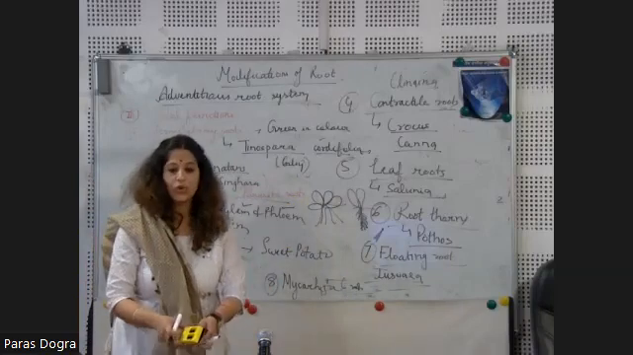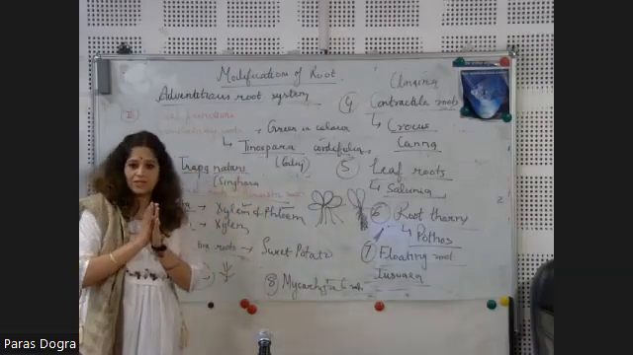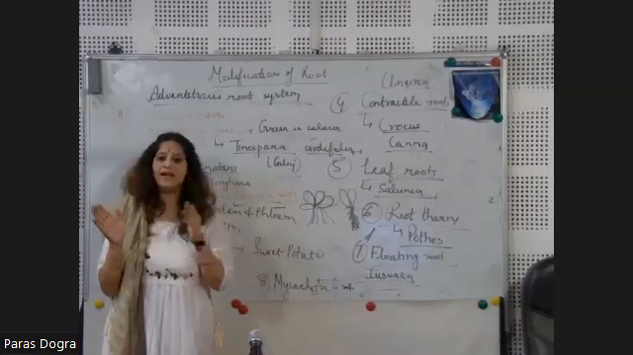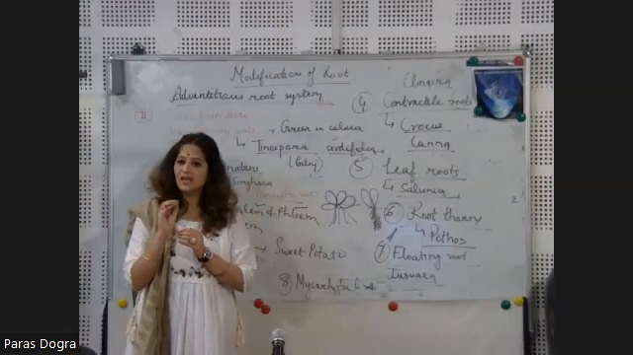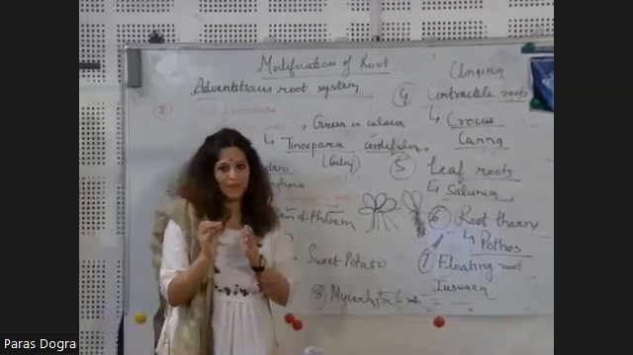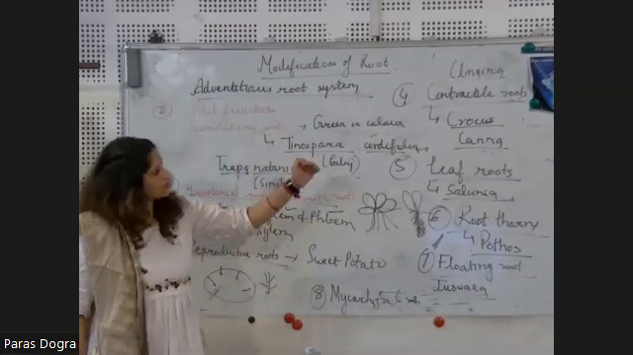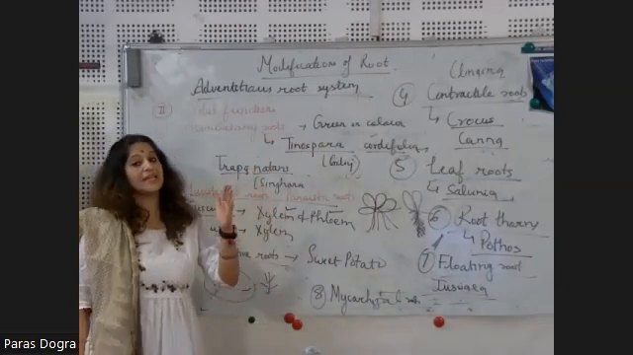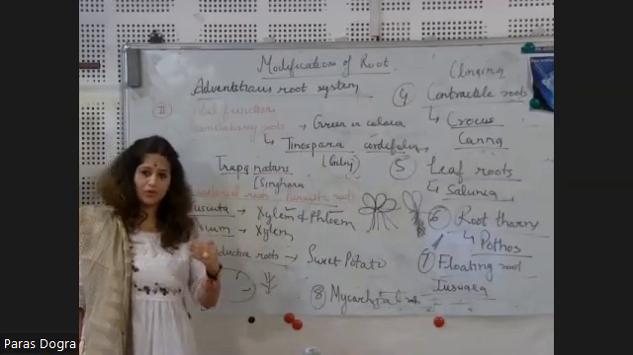Let me recapitulate what we did. First, we did the types of roots. Basically, two types of roots were there: taproot and adventitious root. In the case of taproot, the root arises from the radicle part. Whereas in the adventitious root system, the root arises from any part of the plant other than the radicle, maybe from the stem, from leaf cuttings, or root cuttings.